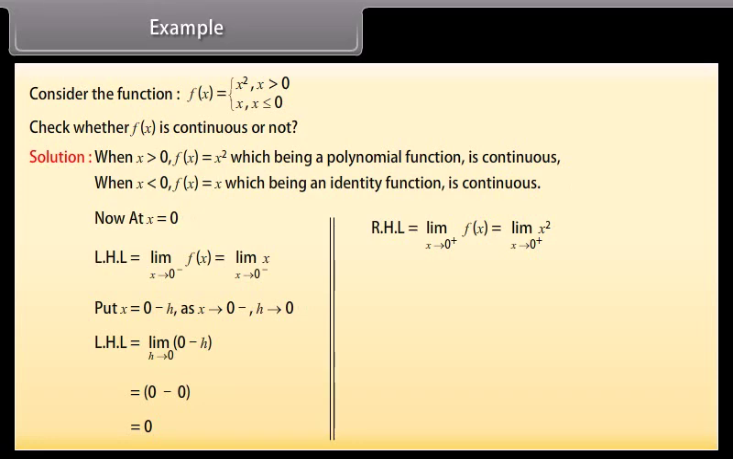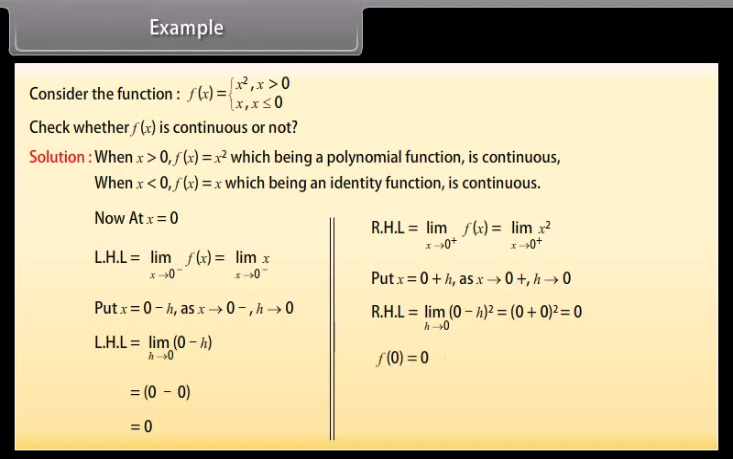Right-hand limit is equal to limit as x approaches 0 plus of f(x), which is limit as x approaches 0 plus of x². Put x = 0 + h. As x approaches 0 plus, h approaches 0. Right-hand limit is equal to limit as h approaches 0 of (0 + h)² = 0 + 0² = 0.